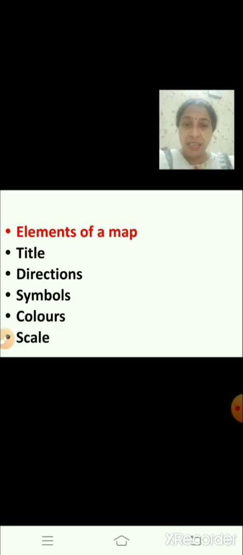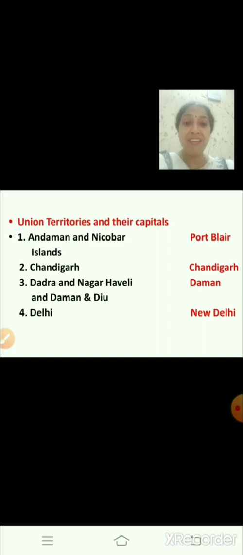So children, in the previous class, you have learned union territories, states, right? So how many union territories are there? Yes, there are 8 union territories. So now I'll just read out and then we will learn to locate union territories and their capitals. Andaman and Nicobar Islands. The capital is Port Blair. Chandigarh. The capital is Chandigarh. Dadra and Nagar Haveli and Daman and Diu. The capital is Daman. Delhi. The capital is New Delhi.